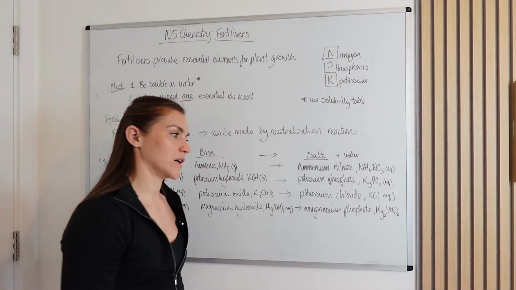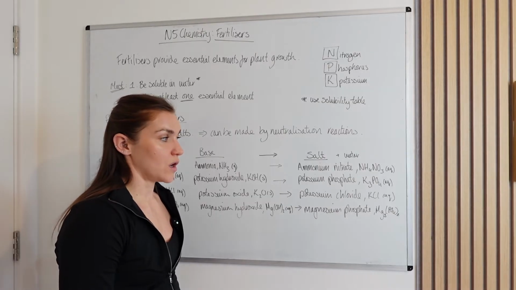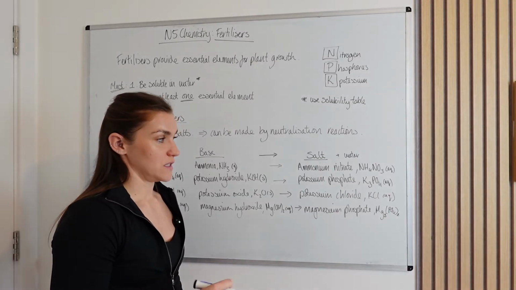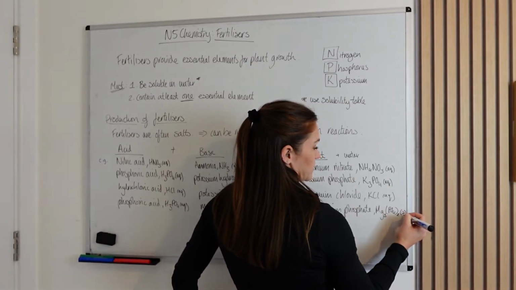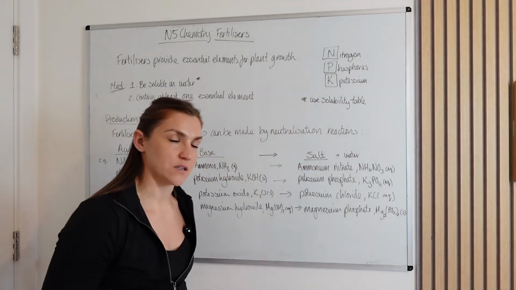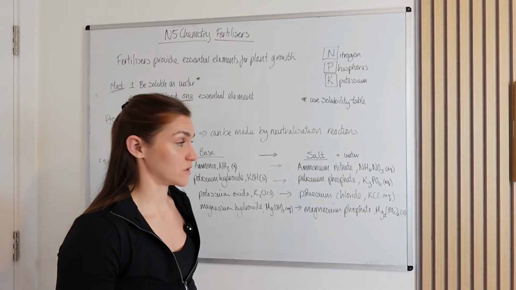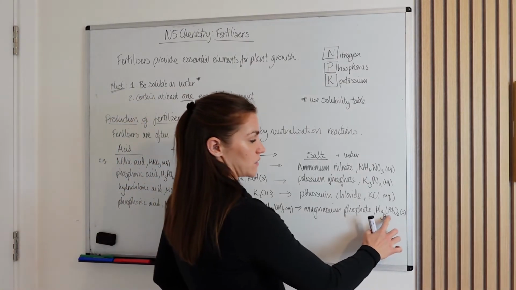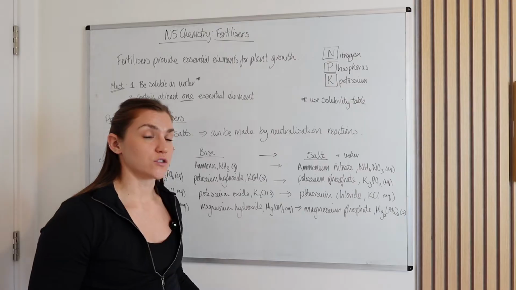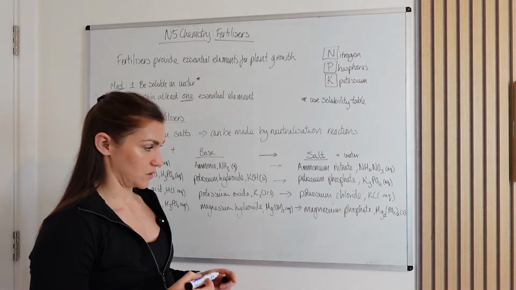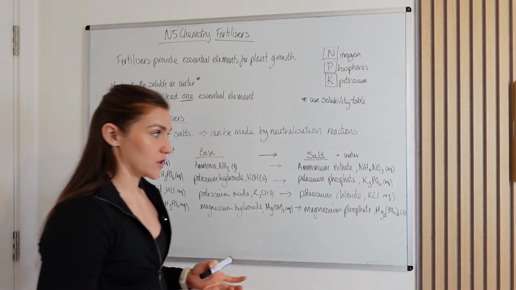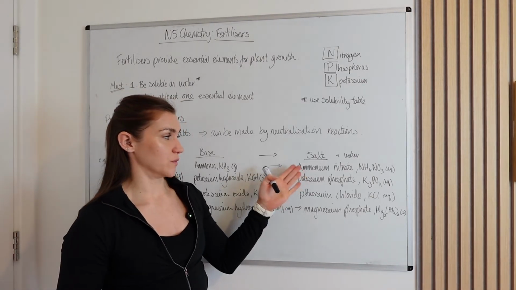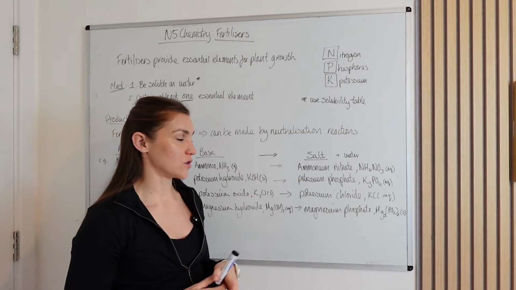But if we were to look up magnesium phosphate in the solubilities table, we would find it's actually insoluble in water. So that would end up being a solid precipitate and it wouldn't redissolve in water, so we couldn't use it as a fertiliser. So even though it contains one of the essential elements for plant growth, it's not soluble, so it wouldn't be suitable. Our fertilisers are normally sold in solid form. So we do often want to obtain dry samples of these salts.